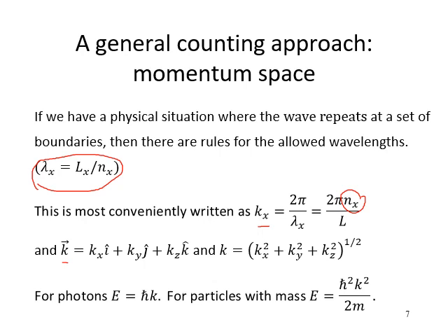Why is this useful? In part because we have simple relationships between the energy and the magnitude of the wave vector. Energy for photons is h bar times the wave vector k. And for particles with mass, treated classically, non-relativistically, the kinetic energy is equal to h bar squared k squared over 2m. So once we've got an idea of what the allowed Ks are in the system, then we can calculate allowed energies.